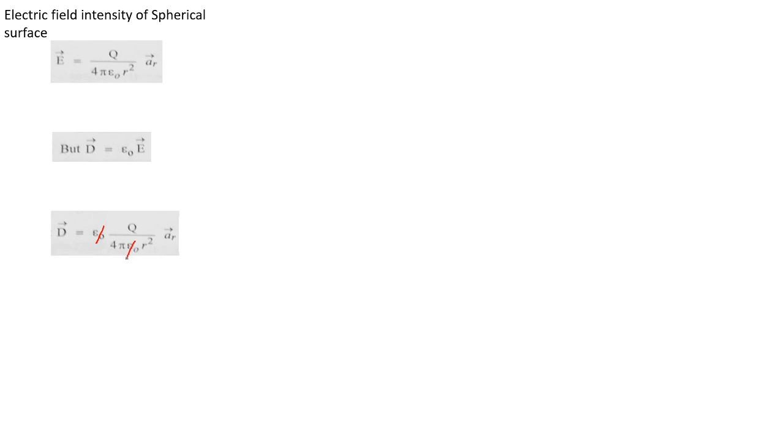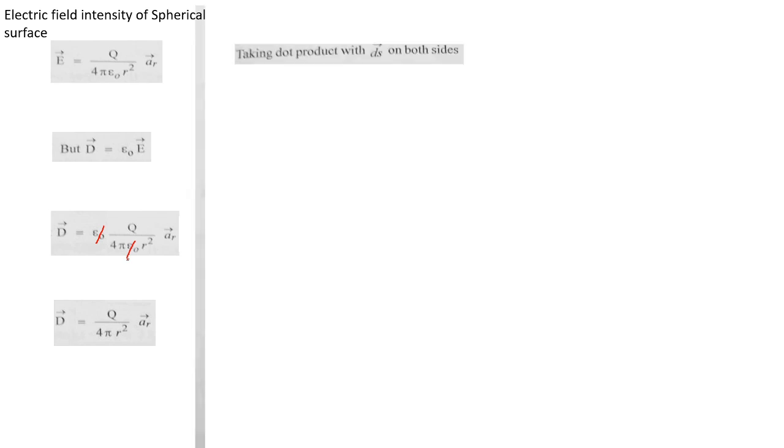This and this will get cancelled. So the remaining term, D vector, will be equal to Q by 4 pi R square into AR vector. Now you found D. Next, what is the surface? Remember, we are proving Gauss law. We have to find LHS and RHS. So in LHS, what is the surface integral of D vector dot ds? So take the dot product of ds on both the sides.